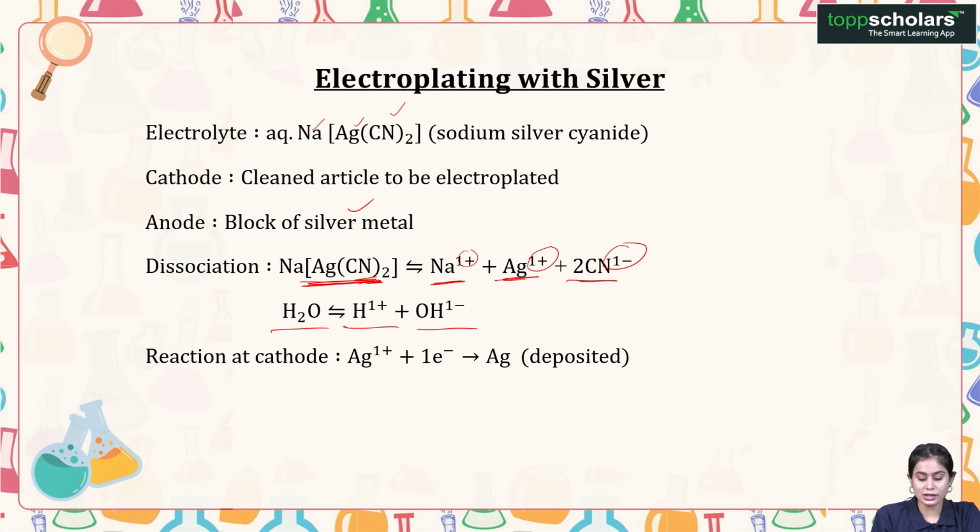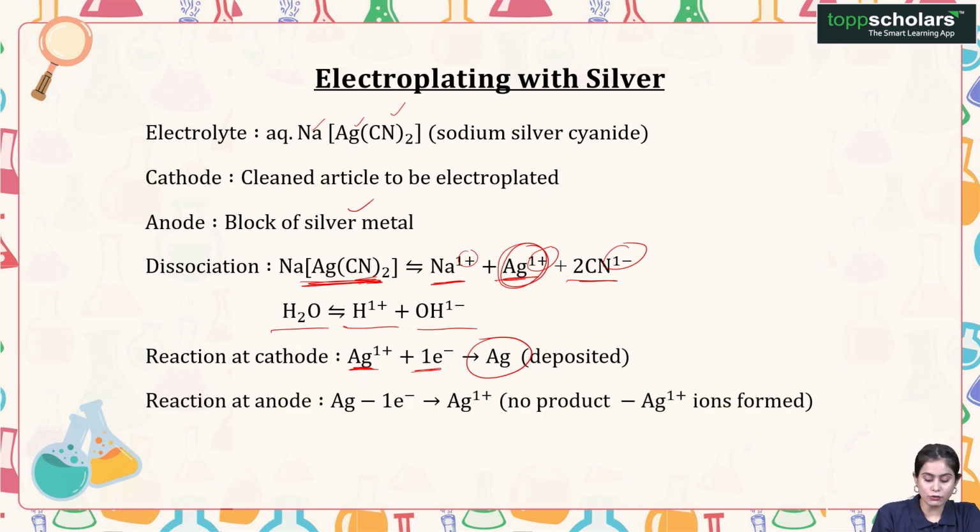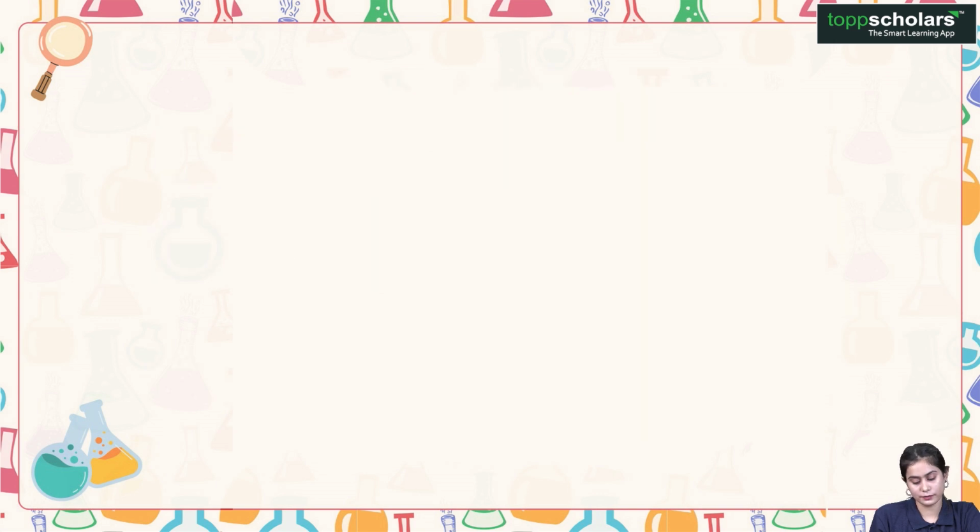Then reaction at the cathode. What is happening at the cathode? Your Ag+ ion, that is your silver ion, will gain electron to form pure silver Ag and that will be deposited. Correct? And what will happen at the anode? Your silver metal will lose electron and form Ag+. Same, opposite reaction, but correct? No product, Ag+ ions are formed.